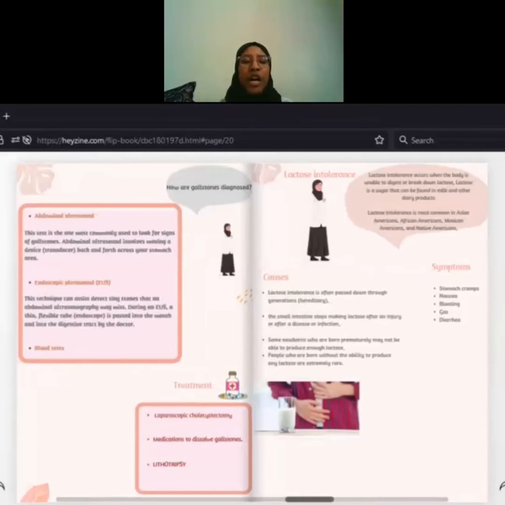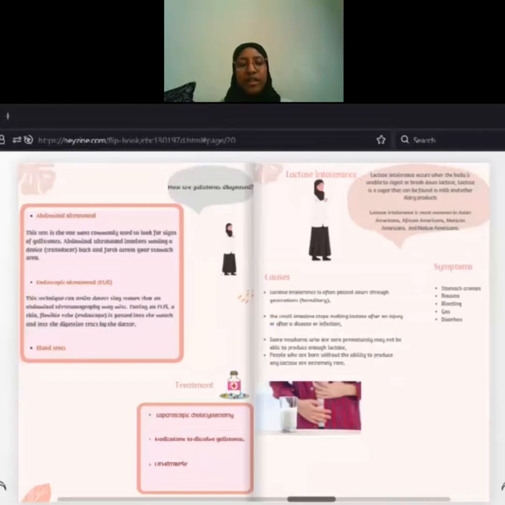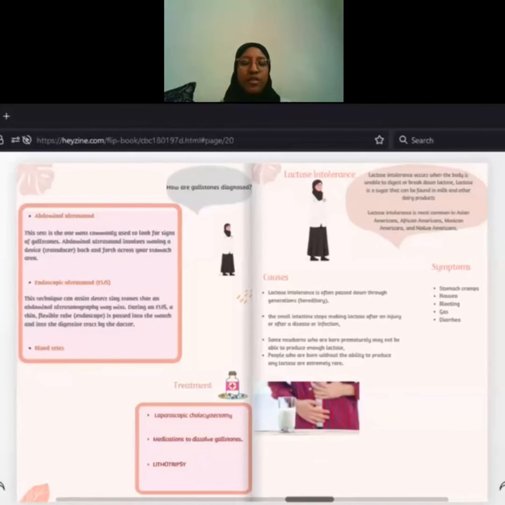And how are gallstones diagnosed? First, by abdominal ultrasound. This test is one of the most commonly used to look for signs of gallstones. Abdominal ultrasound involves moving a device, a transducer, back and forth across the stomach area. Second, endoscopic ultrasound. This technique can help detect tiny stones that an abdominal ultrasound may miss. During an EUS, a thin flexible tube, an endoscope, is passed into the mouth and into the digestive tract by the doctor. Third, blood tests.